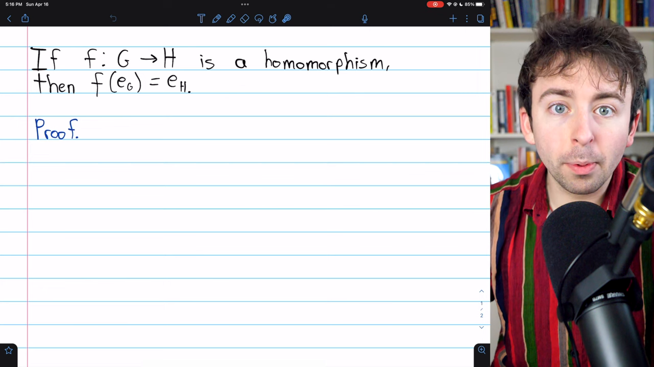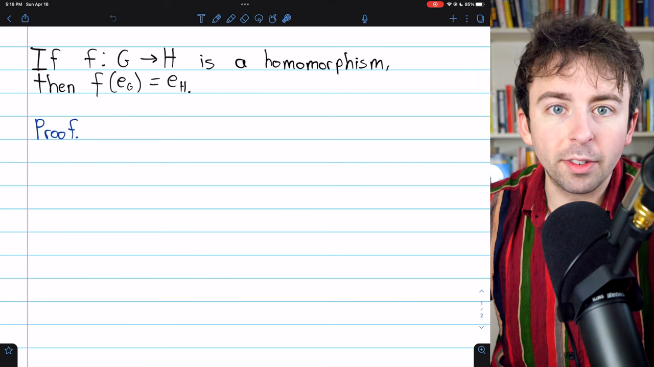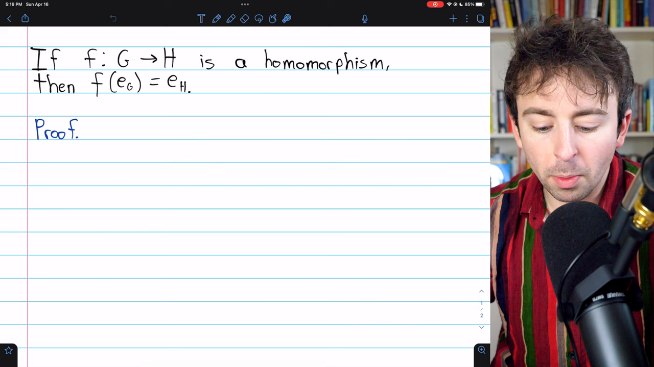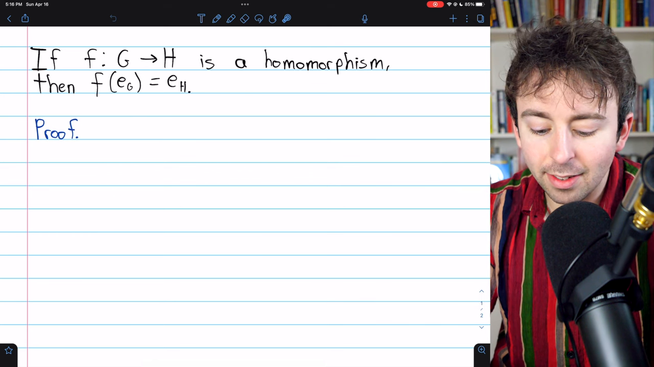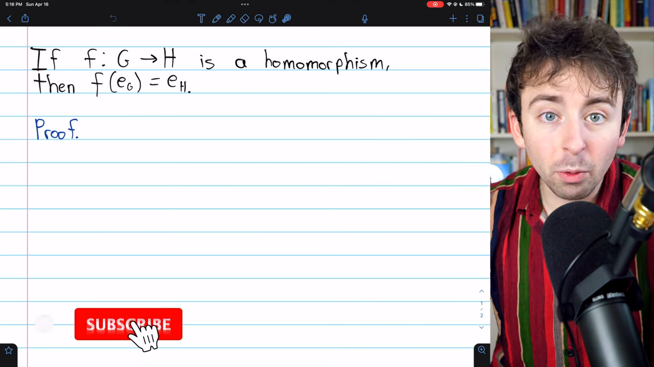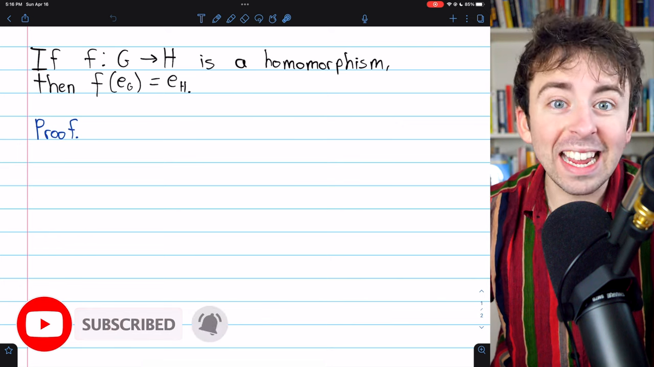We're going to prove a couple basic properties of homomorphisms. First, we'll prove that a homomorphism maps identities to identities. Then we'll prove a similar result about inverses.